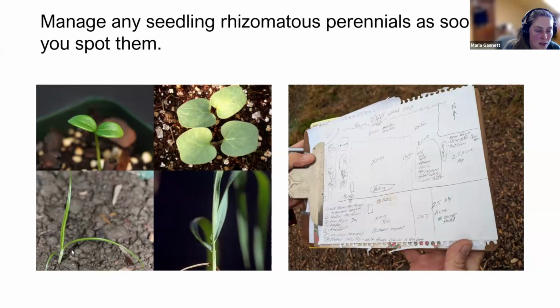What about this bottom left one? I think a lot of people probably know this one. Nutsedge, yes, okay. Allegra, you're killing it. Okay, yes, this is yellow nutsedge. Another one that people really struggle with on farms here.